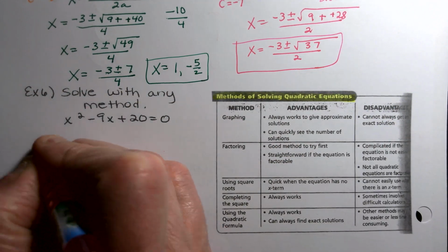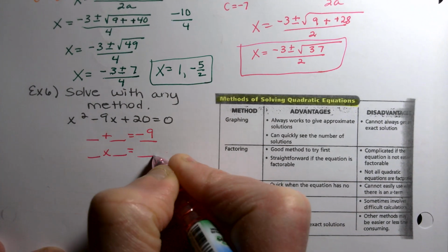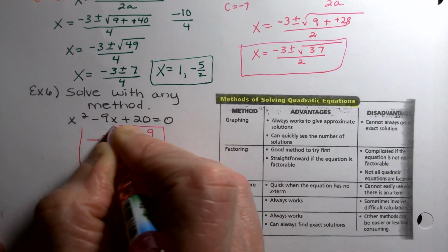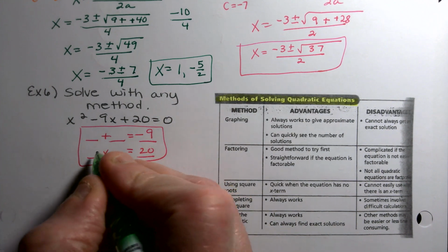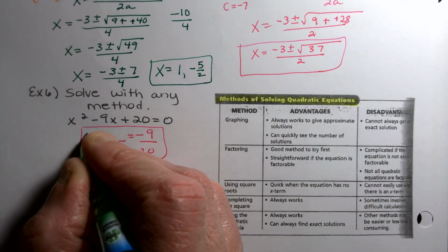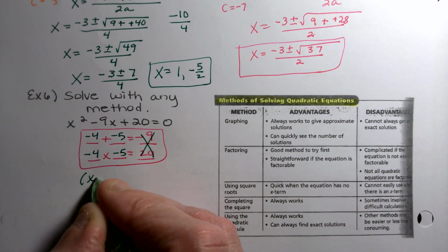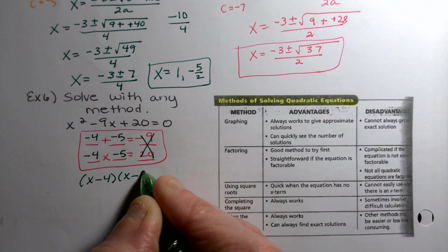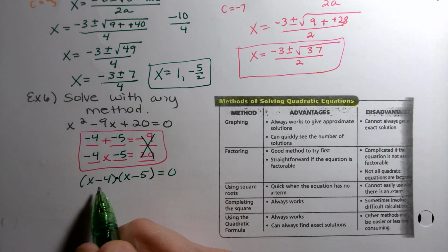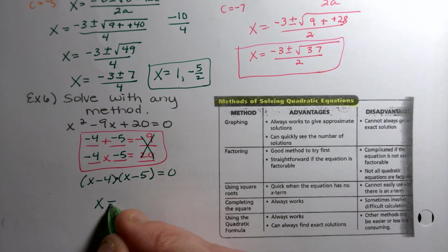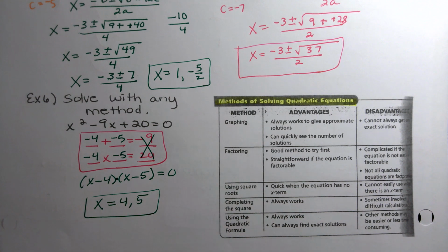So let's try it out. What plus what equals negative 9? What times what equals 20? Does that work? Well, it sure does, doesn't it? Negative 4, negative 5. Yep, that works. X minus 4 times x minus 5 equals 0. And remember, when you have two things multiplied, what makes that 0? When x is 4. And what makes that 0? When x is 5. So that did work out.